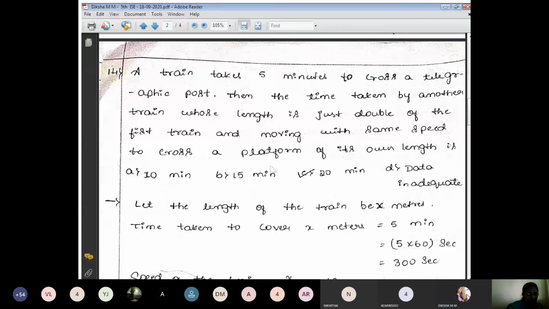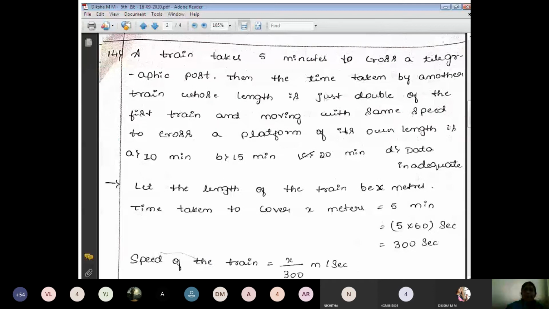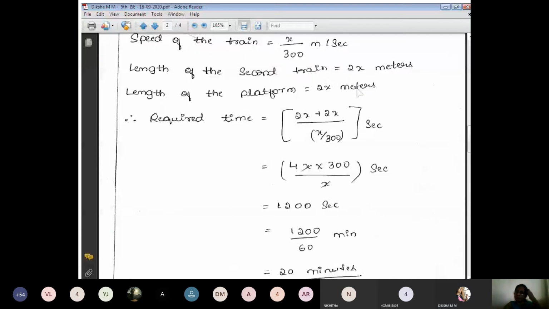Okay, I understood. Now I understood. See this one: moving with the same speed to cross a platform of its own length. So that means the platform length is the same as the length of the second train. Yes, it is absolutely correct. So that is why you have taken 2x meters as the length of the platform and the length of the second train. Yes, it is correct.